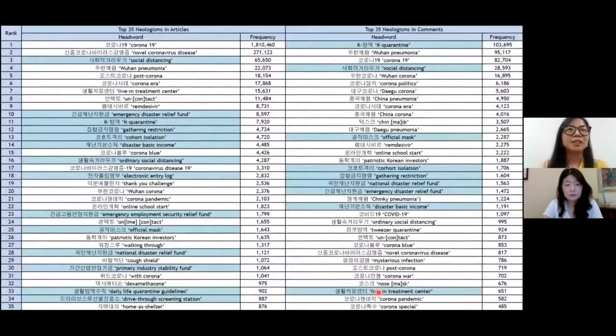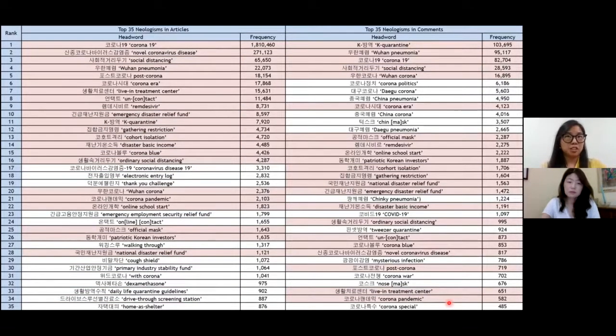Now, if we look at the 35 most frequent neologisms, we can see indeed that many of these high-frequency neologisms that I highlighted in blue here relate to political and medical measures to manage the impact of the pandemic. You can see that this is especially the case for news articles. There are 22 neologisms in pink here that are common to both news articles and comments.